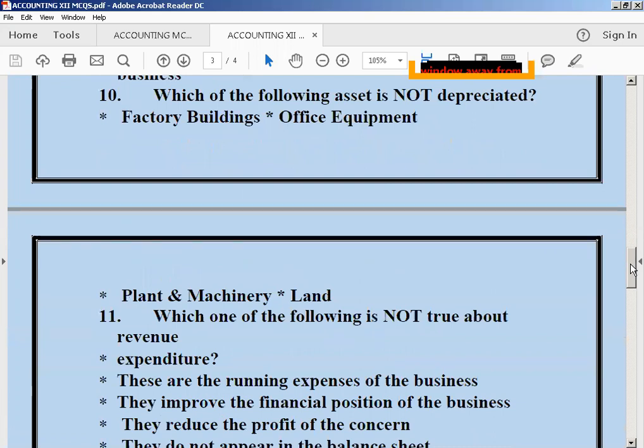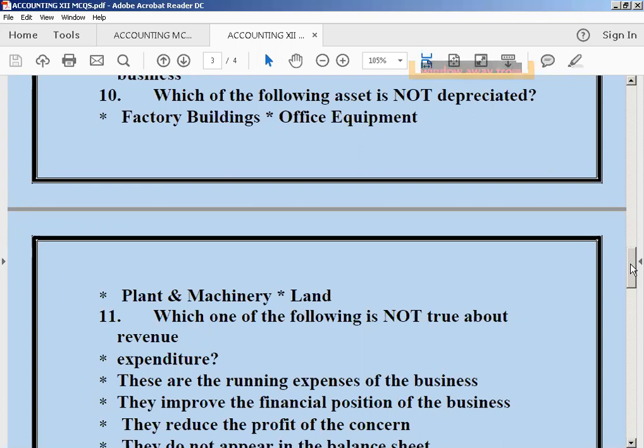I proceed further. Which of the following asset is not depreciated? Factory building, office equipment, plant machinery, and land. Again, it is also related to your single entry and partnership formation. It covers two chapters. The single entry, because in single entry you often get adjustments like fixed assets depreciated 10% or some percent. So you have to keep in mind that fixed assets include your building, furniture, machinery, vehicle, but not your land. Okay, so I give you the answer.